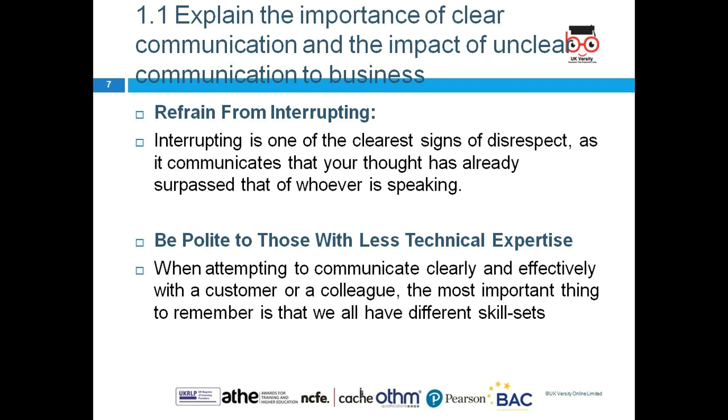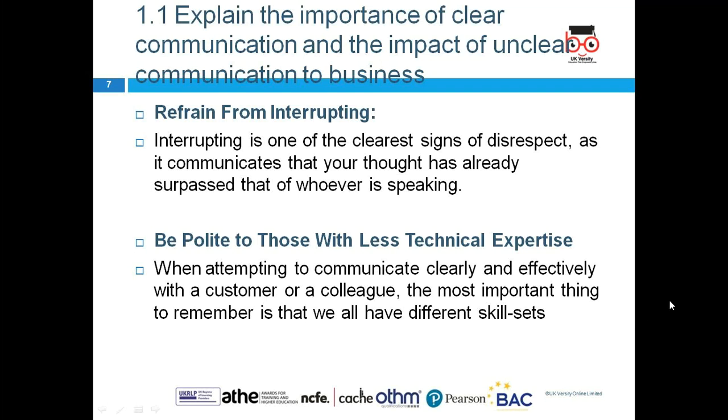That's okay. But when you're speaking to a colleague or especially to a client, let them say what they're saying and then ask them to clarify any information you may not have understood. Be polite. Anybody that might have less expertise than you, or work experience or technical expertise, just be polite with them. Don't talk down to them.